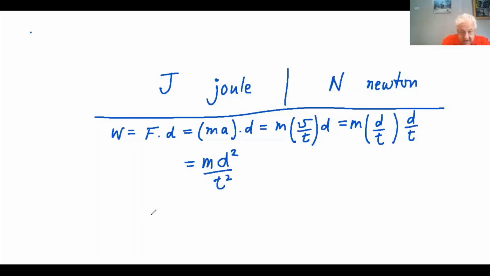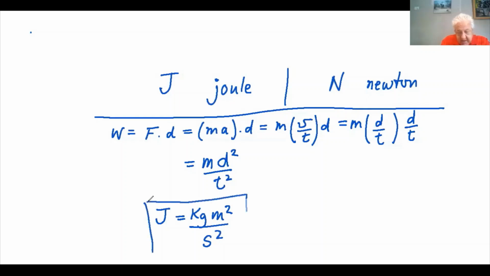So when I write my SI units down, 1 joule equals, mass is measured in kilograms, distance in meters, so that's meters squared, and then time is seconds, so it's seconds squared. So this is my energy, my unit of energy in terms of base SI units.